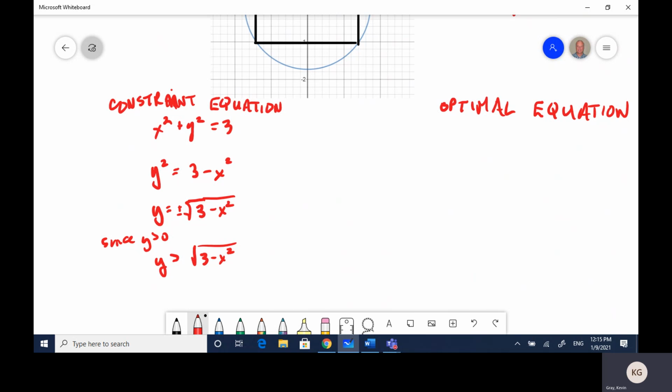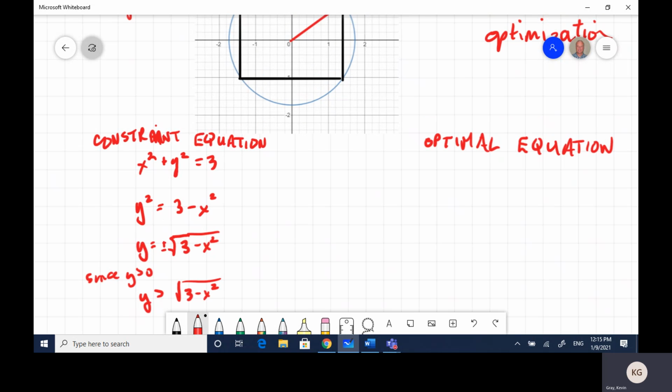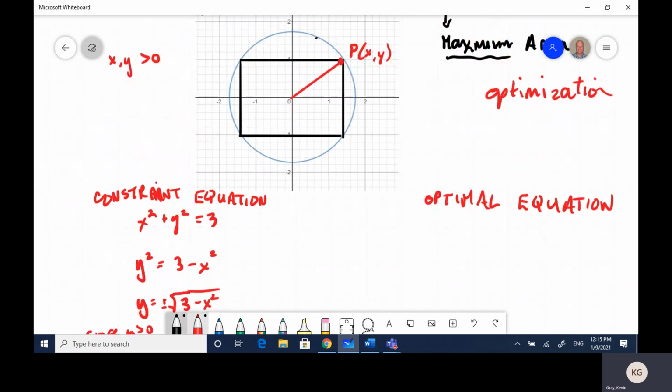Okay, now my optimal equation is the one that I want to try and take the derivative of and optimize, and it's where I want to find the maximum area. So let's take a look at the diagram here. The area of this rectangle that's inside my constraint equation of my circle here is x and y. Now this side would also be x, symmetrical, and this would be 2x. Similarly, this would be y, this would be y. So over here, this would be 2y.